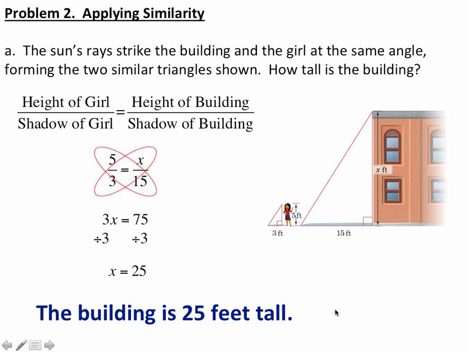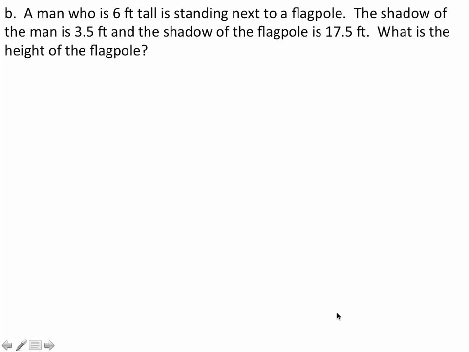Okay? All right. A man who's 6 feet tall is standing next to a flagpole. The shadow of the man is 3.5 feet. The shadow of the flagpole is 17.5 feet. What is the height of the flagpole? All right, let's break that down. There's a lot of stuff in there.